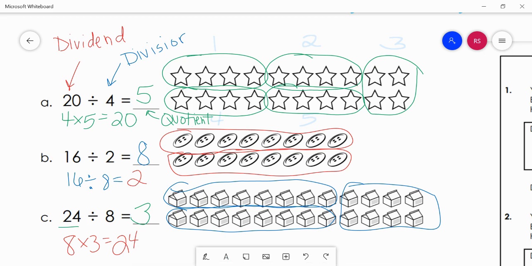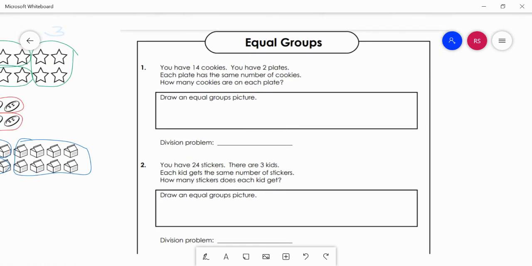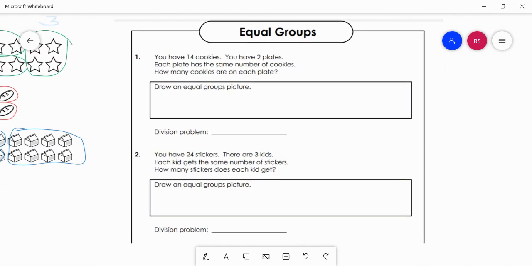Awesome job, guys. So I'm going to scroll over here, and I encourage you to go ahead and try number 1 and 2 on your own of equal groups. So you will have a certain number and you're going to create equal groups with long division. Okay, go ahead and pause this video. Go ahead and try this on your own. This is something that we really focused on in 3rd grade, and we're still going to focus on it in 4th grade.